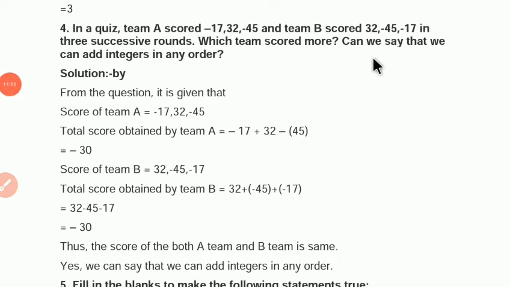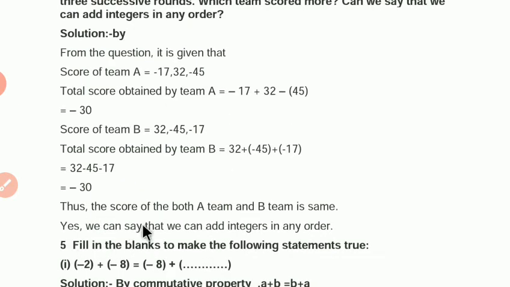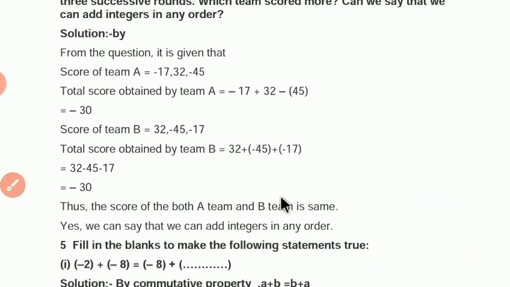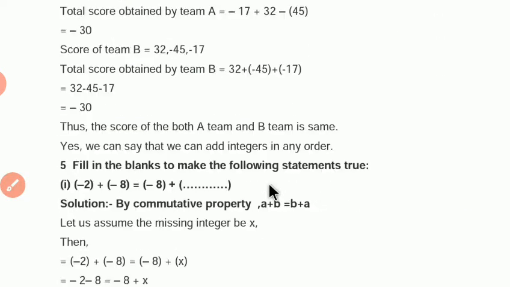Now one more question is given: can we say that we can add integers in any order? You can see that the runs scored by both teams are the same, only the order written is different. Here you can see minus 17, 32 and minus 45. Here also 32 minus 45 minus 17. The runs are the same, only the order is different. So yes, we can add integers in any order. It means if we add integers in any order, the answer will be the same. There will be no difference. I hope you have understood this question.